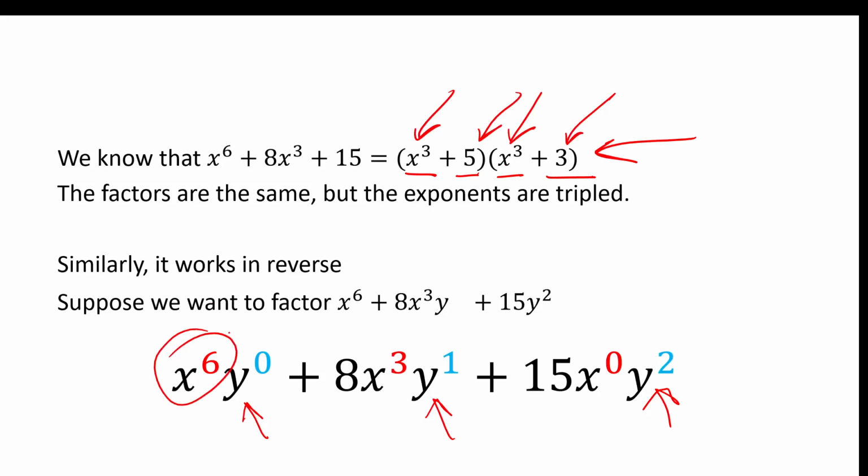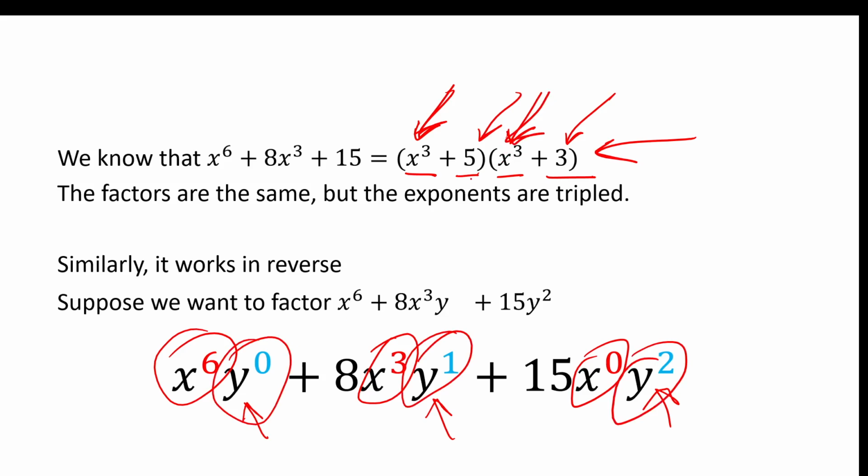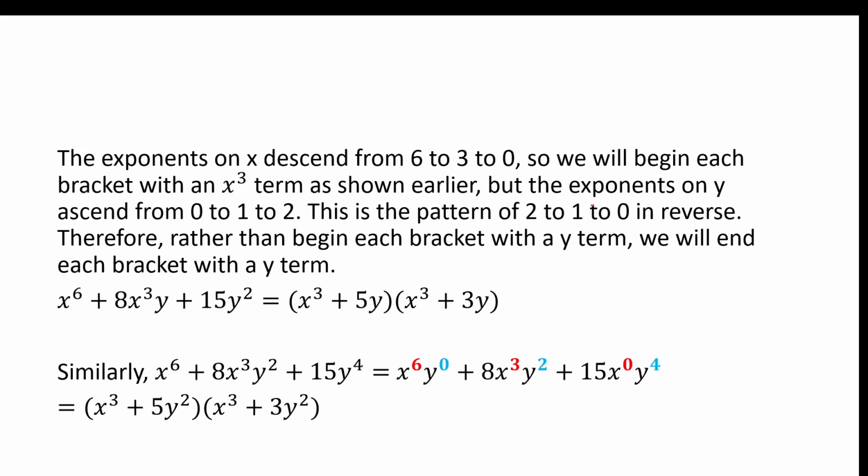So the x exponents descend from 6 to 3 to 0. So like before, we'll begin each bracket with a term containing x to the 3. But since the y's ascend from 0 to 1 to 2, we're going to end each bracket with a term containing a y. So here it is explained in typed form.